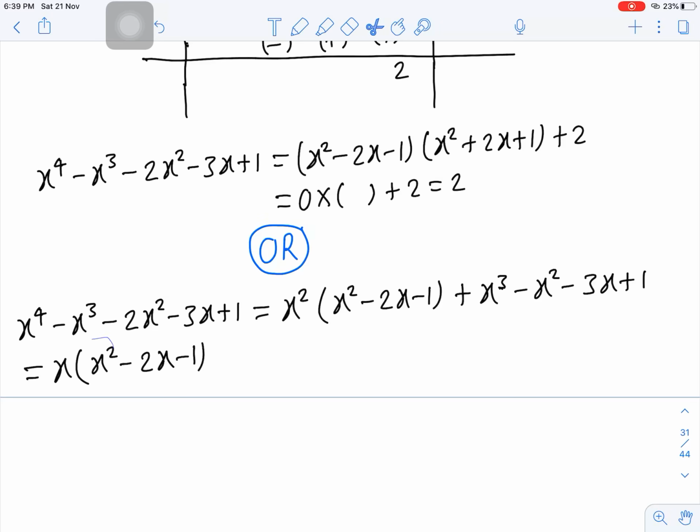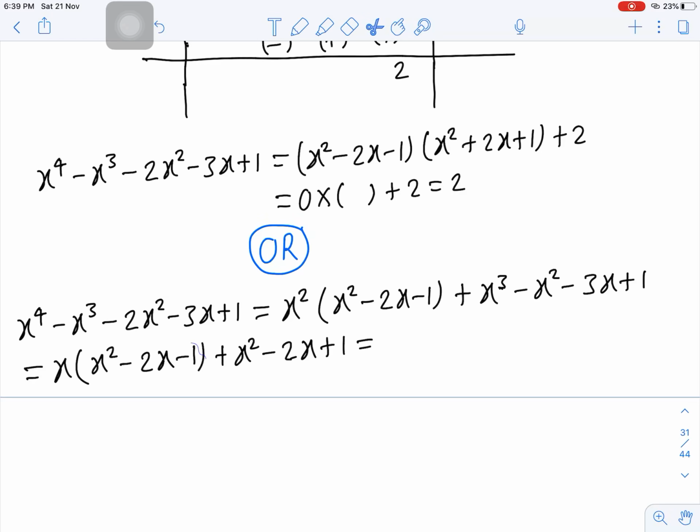Then x into x square is x cube, so it is already there. Then x into minus 2x square, so to balance it, you will write plus 2x square. Now plus 2x square and minus x square will become plus x square. Then x into minus 1 is minus x. So to balance minus x, you need to write plus x. Then plus x and minus 3x will become minus 2x. So it will become minus 2x, and then it will become plus 1.